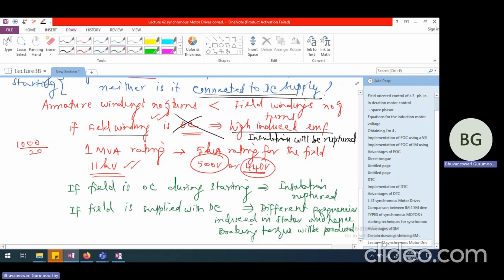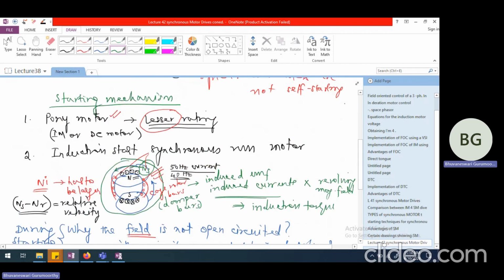That is the reason why the field is normally short-circuited during starting. So once the field is short-circuited, slowly that is also going to contribute to the breaking torque along with the damper bars. So the induction torque is going to be generated and the rotor is going to start rotating in the same direction as that of the revolving magnetic field.